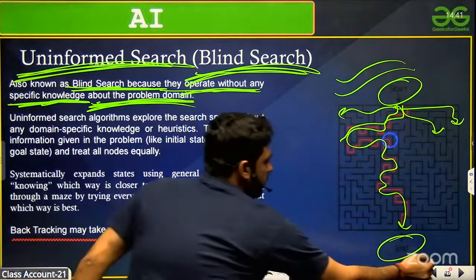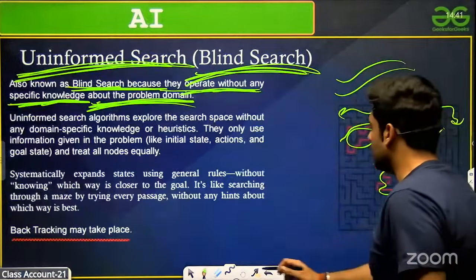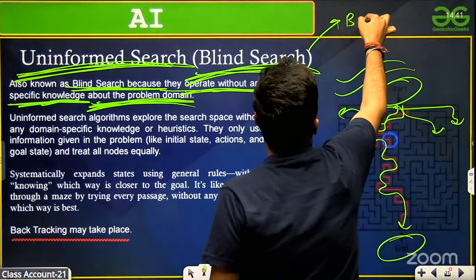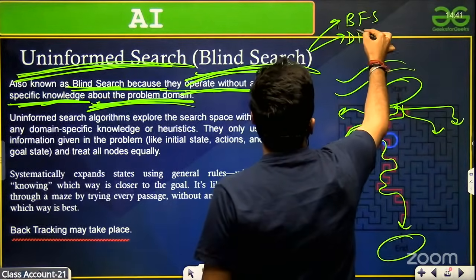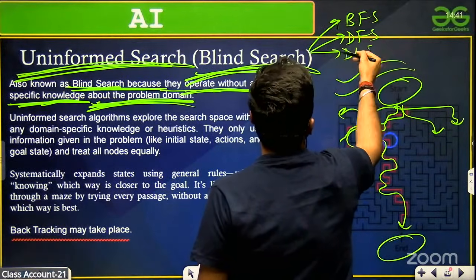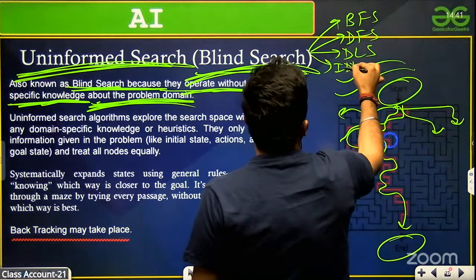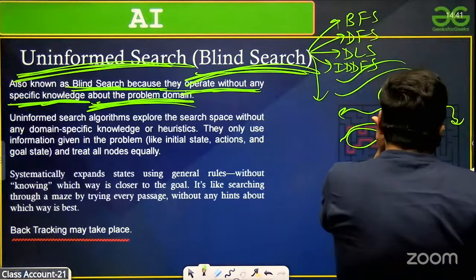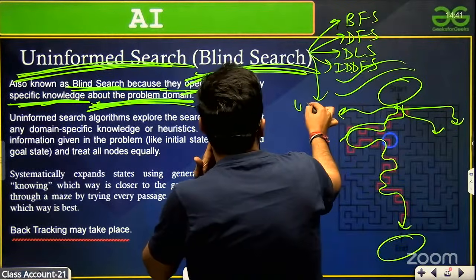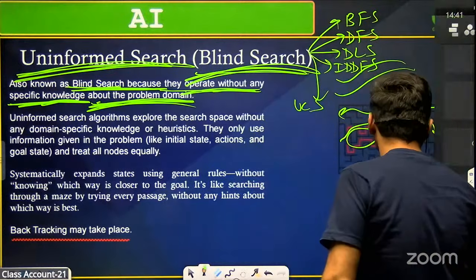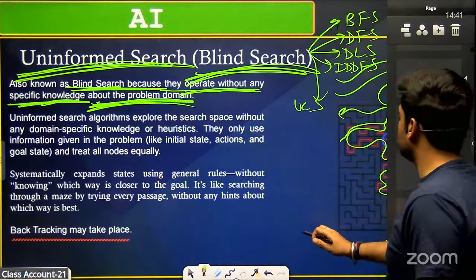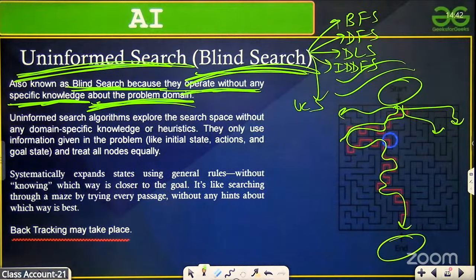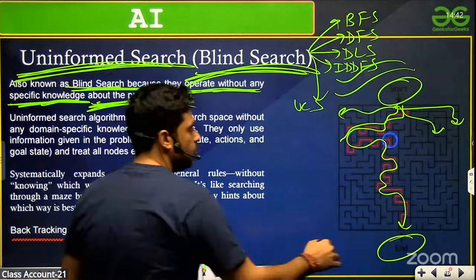Okay, and in uninformed search, the algorithms that we would be covering, मैं आपको बता देता हूं. सबसे पहले breadth first search, उसके बाद depth first search, उसके बाद depth limited search, उसके बाद iterative deepening depth first search, और एक हम और करेंगे इसमें यूनिफॉर्म कॉस्ट सर्च. तो दीज ऑल वी वुड बी कवरिंग.